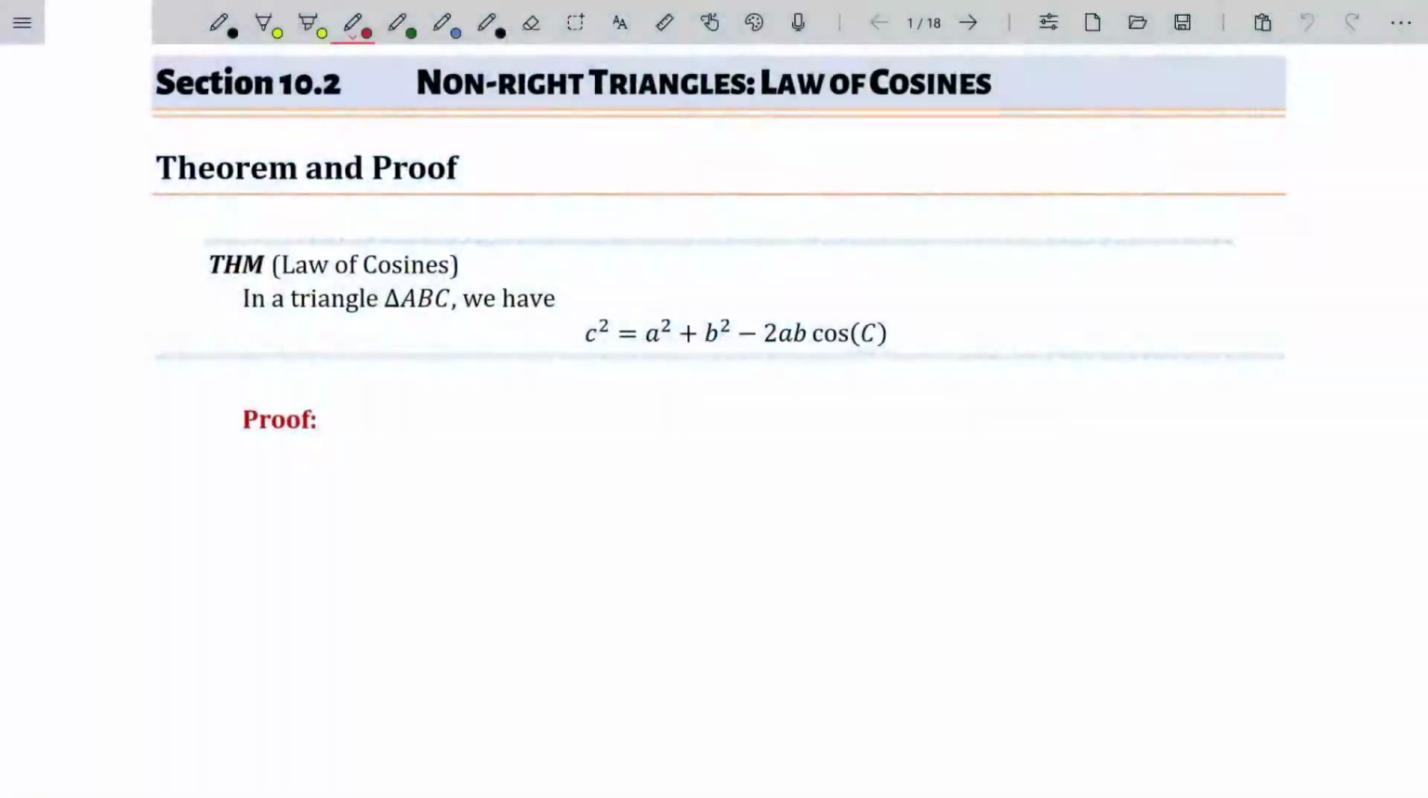Hello, my name is Roy Simpson, professor of mathematics at Cosumnes River College in Sacramento, California. This video starts a series on the Law of Cosines, which is also known as the Generalized Pythagorean Theorem. We start this video, or actually this series, with just the theorem itself and the proof.